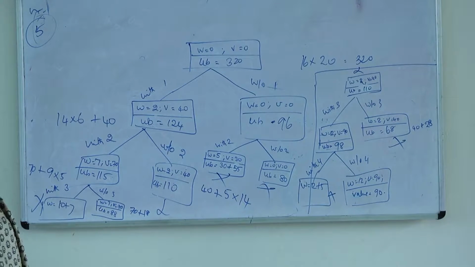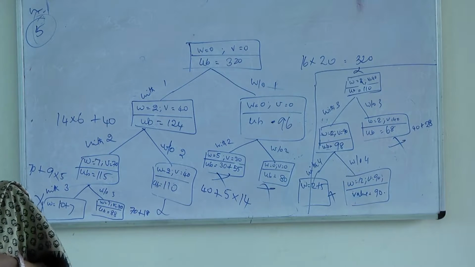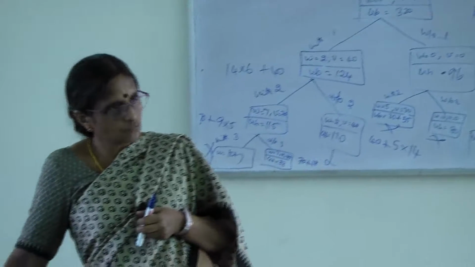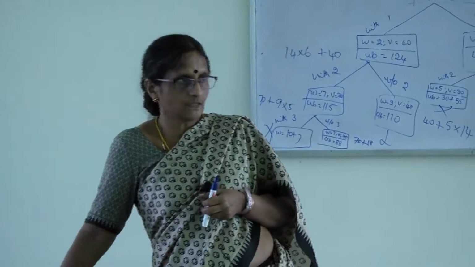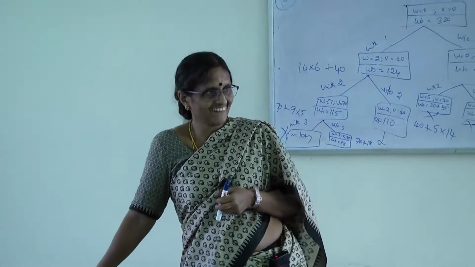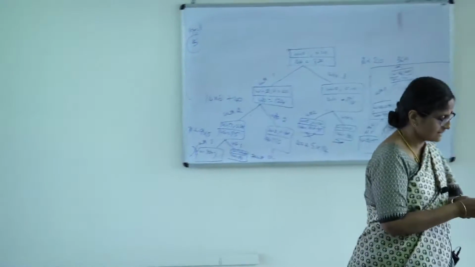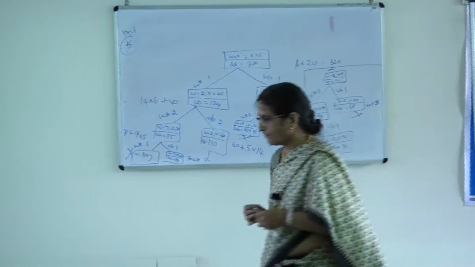So we have got the answer as objects 1 and 3 and the value is 90. We will summarize.